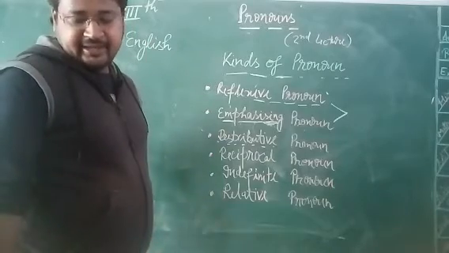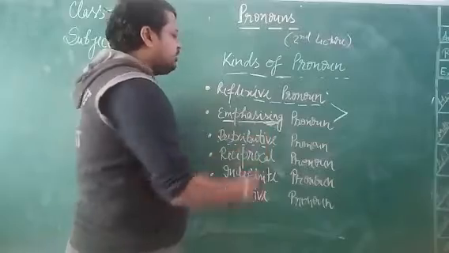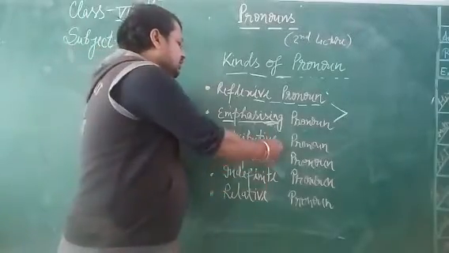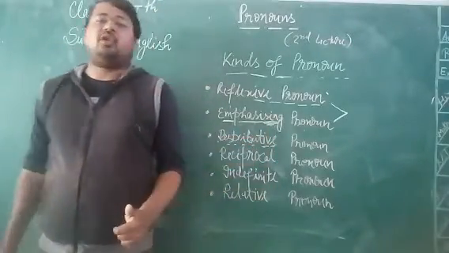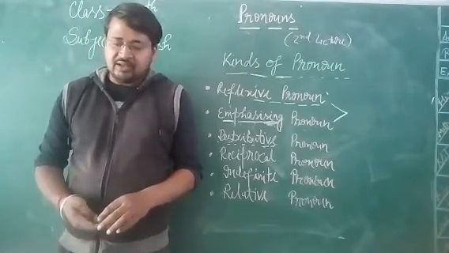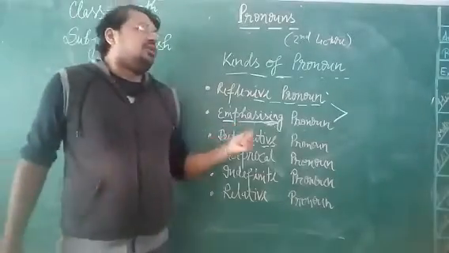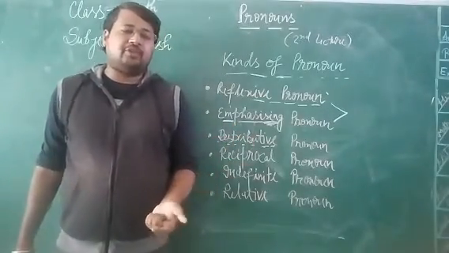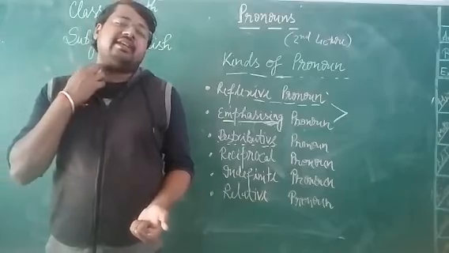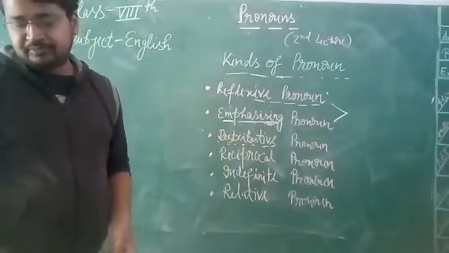For example: each of the boxes was opened. If I say each of the boxes was opened, I am talking about each and every box. No box is left without opening. I haven't read either of the books, means two books are kept on the table and I haven't read any of those. So a distributive pronoun is in use.